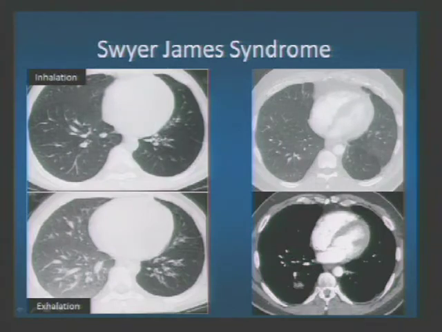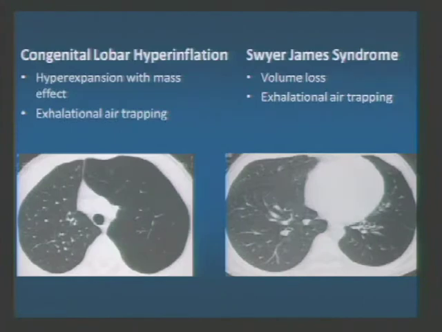And if you notice on the soft tissue windows, there's also decreased vasculature in this region, again going along with this patient's history of severe pneumonia in this location in the past and a resultant acquired obliterative bronchiolitis. So the key difference is while they'll both demonstrate exhalational air trapping, congenital lobar hyperinflation exerts mass effect.